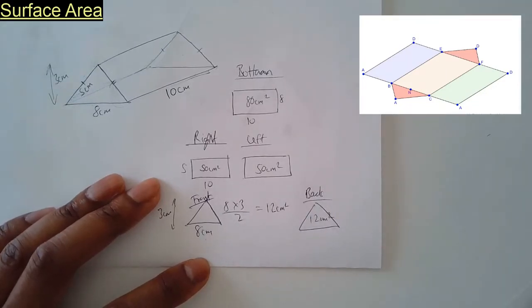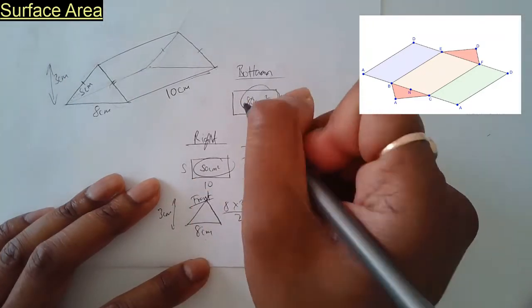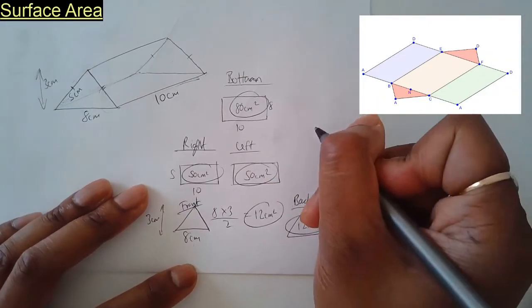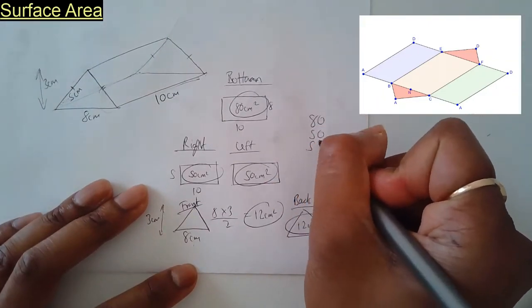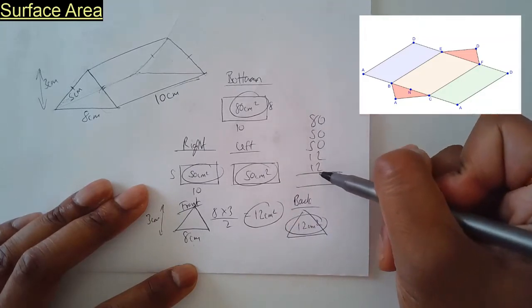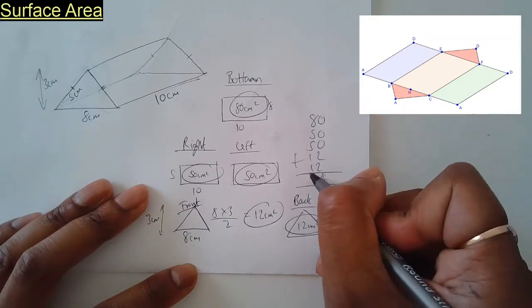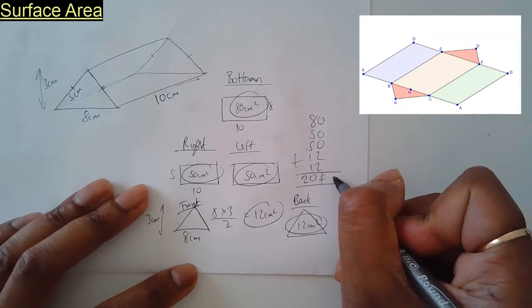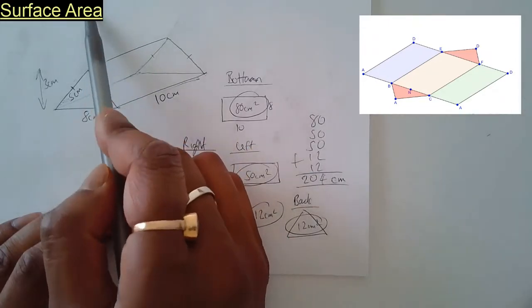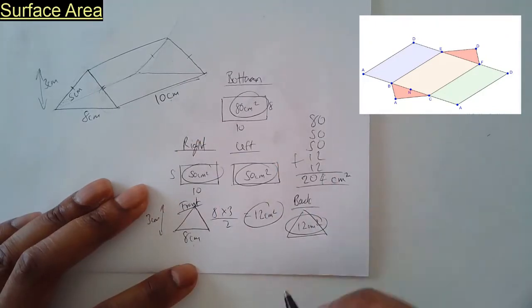Now to get the total surface area, you need to add up all the areas of each of the faces. I've got 204 centimeters, not cubed. Remember, we're working out surface area. It's going to be centimeters squared.